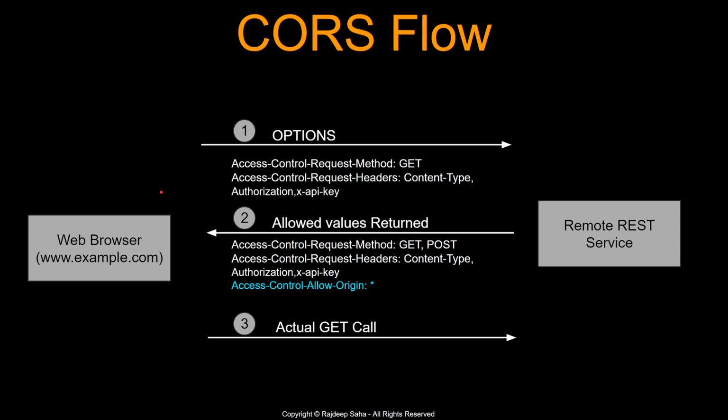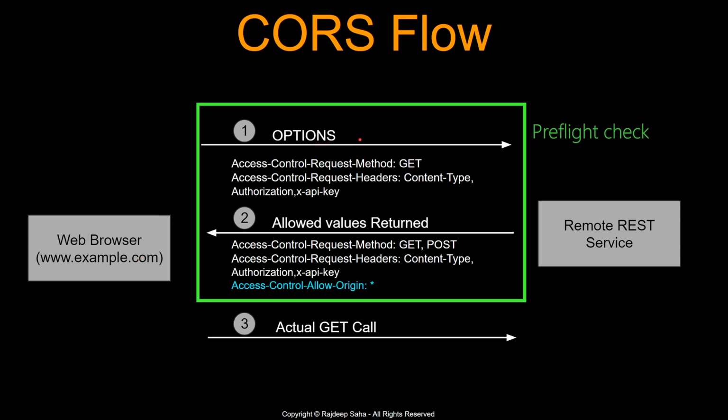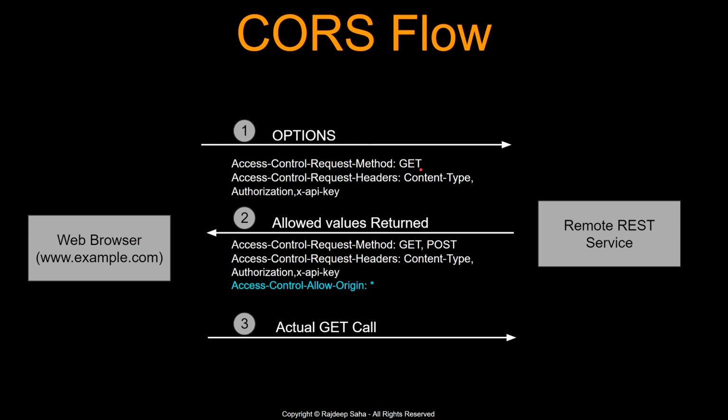The way it works is the web browser calls the OPTIONS method, then it passes these two headers. One is Access-Control-Request-Method saying GET. What that means is example.com is saying, hey, I'm going to call a GET method. And it also sends what headers it's going to send in the actual GET call. So it says, I'm going to send Content-Type, Authorization, and x-api-key. These are just examples, it could be anything else.